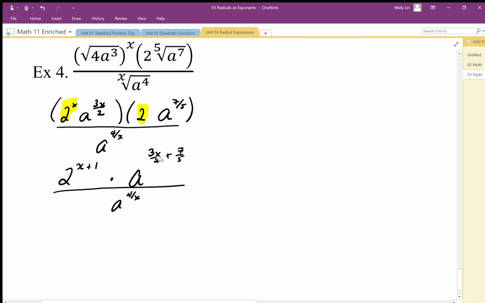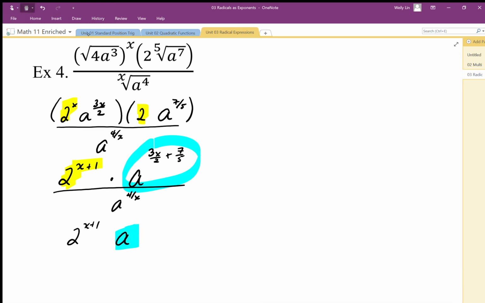Okay, so we need a common denominator here to add that together. Okay, so I should highlight this here. This is where the 2 came from. So 2 to the power x plus 1, that's done. And this becomes a to the power, and I'm just going to deal with that part there. Okay, so we're going to end up with 15x plus 14 all over the common denominator of 10.